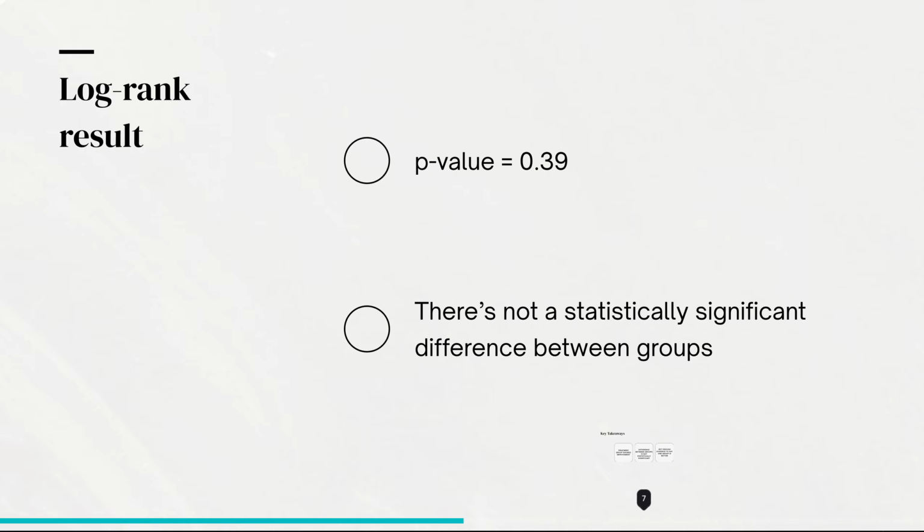Moving on to the log rank results. So with log rank tests, this tests whether the difference is statistically meaningful. The p-value was 0.39, which is well above the 0.05 threshold. So this means that there's not a statistically significant difference between the control and treatment groups. In other words, even though the treatment group appears slightly faster, we cannot confidently say that the treatment actually improved performance for the group.